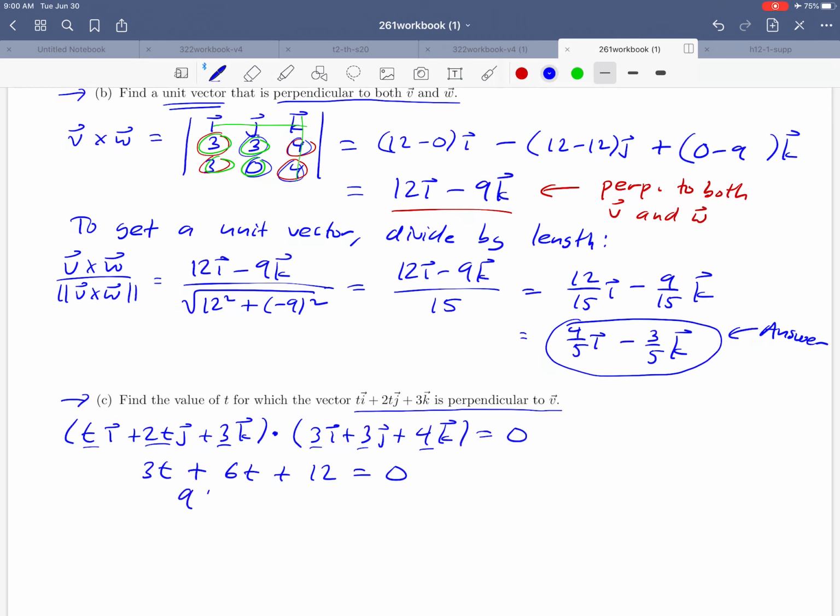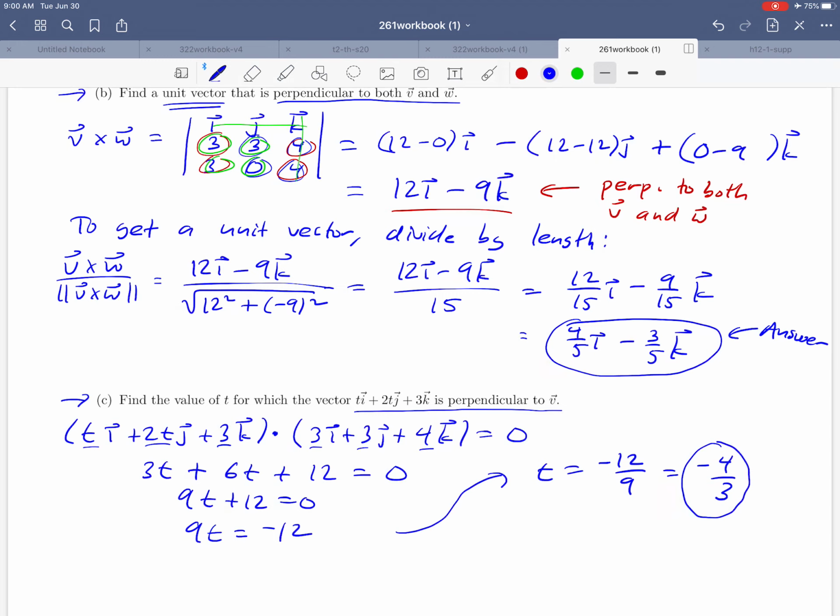So put the t's together, we're going to get 9t plus 12 is 0. And then just continue. Subtract 12 from both sides. Divide through by 9. Okay, we get t as negative 12 over 9, which simplifies to negative 4 over 3. And so there's our answer. If t is negative 4/3, then these two vectors are going to be perpendicular to each other.